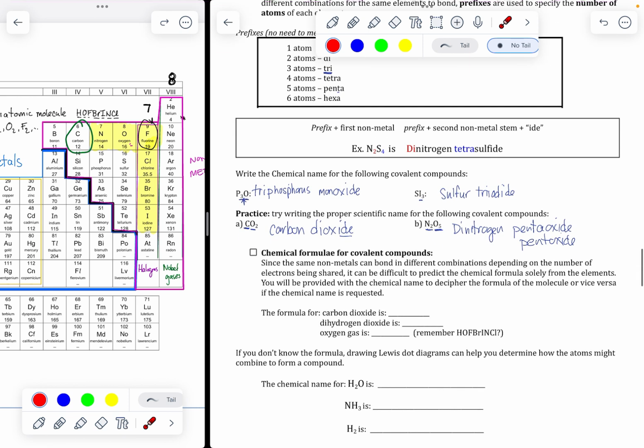We are going to write the names for the following compounds. Pretend you didn't see those.